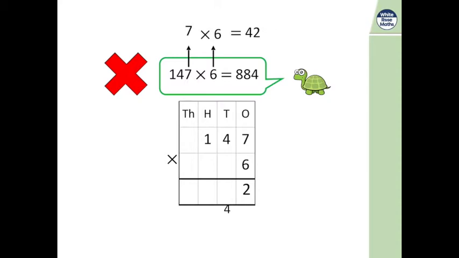So 2 down, carry the 4. Exchanging, as we've talked about in previous videos. 6 times 4 is 24, plus 4 is 28. 6 times 1 is 6, plus 2 is 8. So there's the actual answer to that question, 882. Well, you were close, Tiny, but you weren't quite right.